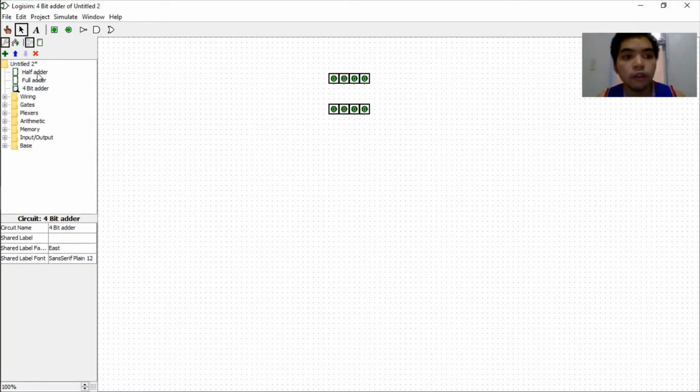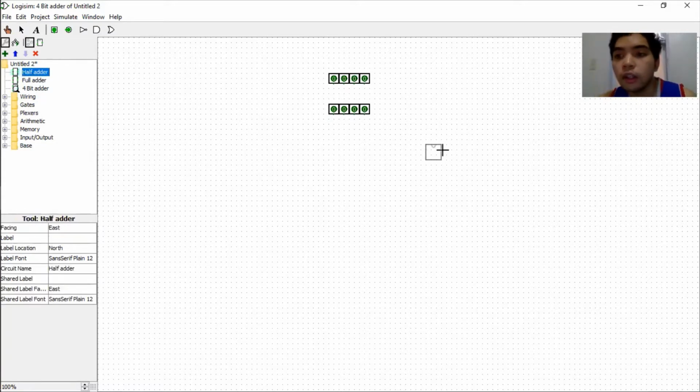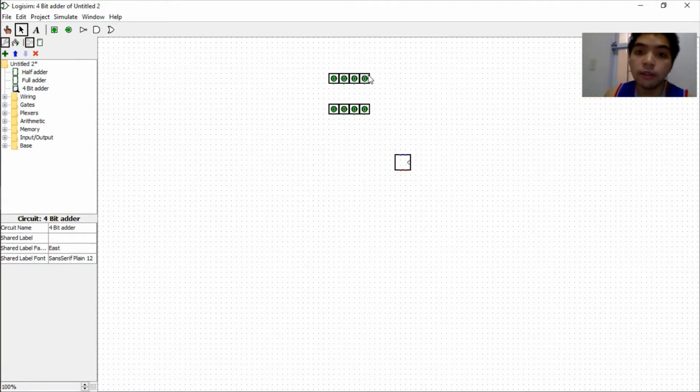And then for the first bit, we only need a half adder, since we cannot expect a carry at the rightmost bit. Why? Because there are no existing bits to the right of it. So the carry will not exist here. So we only need to connect it to the half adder.